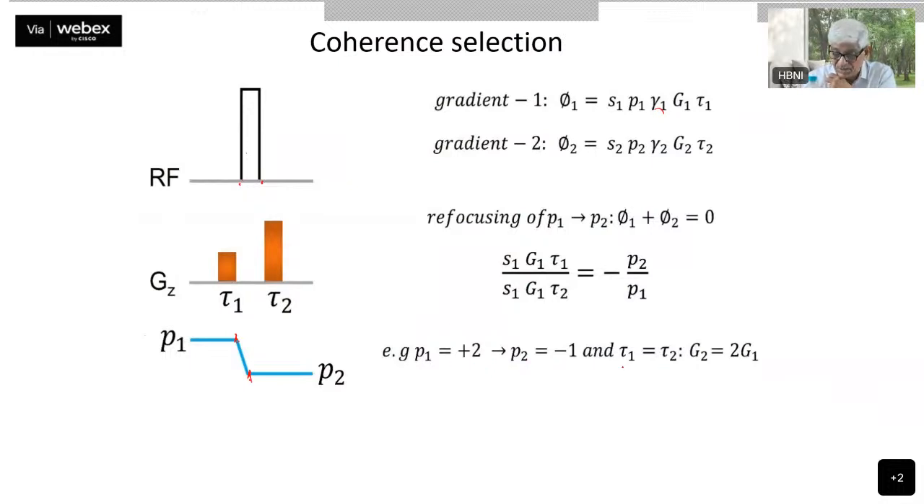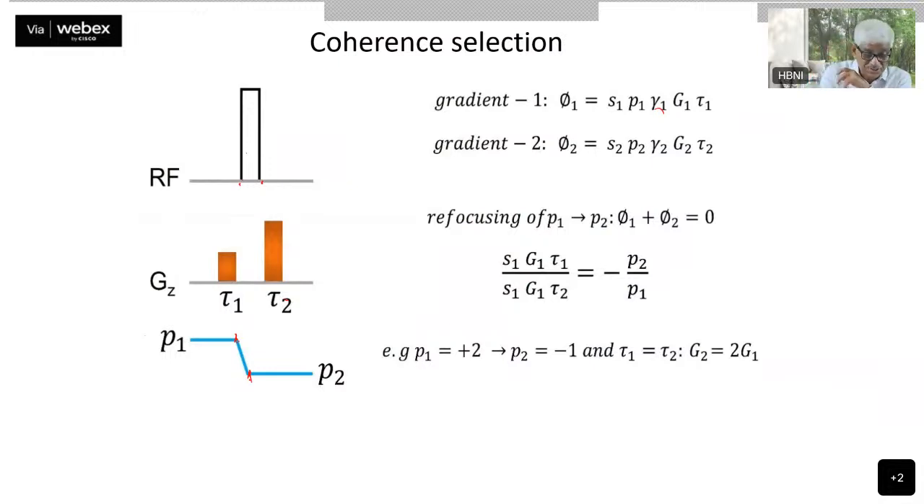Therefore, what will happen? If tau 1 is equal to tau 2, if both these numbers are the same, then G2 will be equal to 2 times G1. So your gradient strength, if these two pulses are of the same width, then the strength of this has to be twice that of this one. You could also choose, of course, tau 2 to be 2 times tau 1, keeping the gradient strength the same. If you put G1 is equal to G2, then tau 2 should be 2 times tau 1.